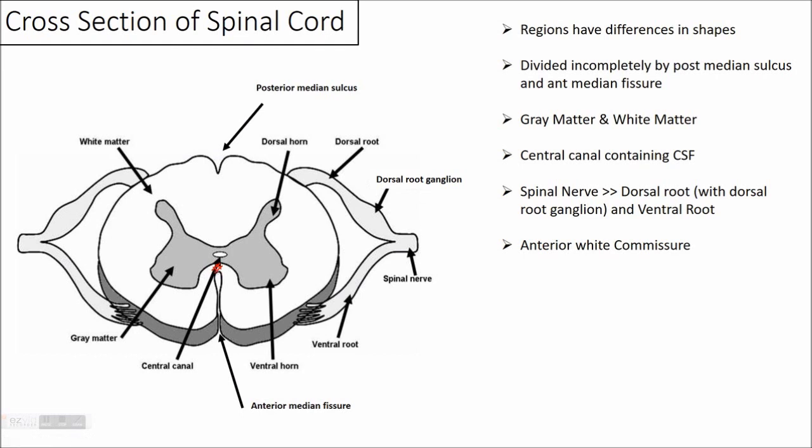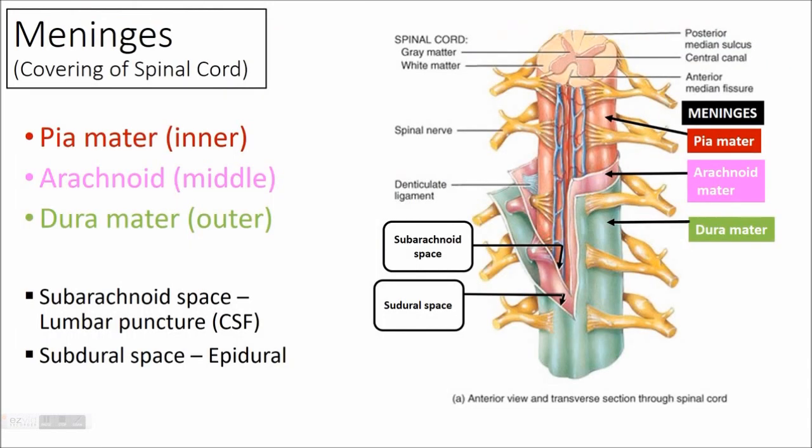So we've done the cross-section of the spinal cord. We've done some gross anatomy of the spinal cord. What is the spinal cord covered in? Well, it's covered in the meninges, which is the covering of the brain. And just as in the brain, the meninges is made up of the pia mater, which is the innermost layer. Here it's in red, surrounding the spinal cord. Then we have the middle layer, the arachnoid mater, in pink. And the outermost tough layer is the dura mater, in green.